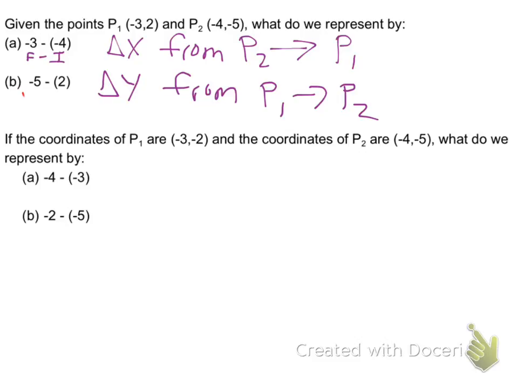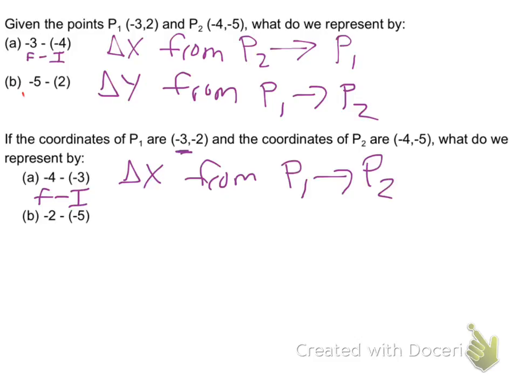But which one has a negative 4 and a negative 3? That would be my x's, from final minus the initial. So negative 3 is my initial, which is point 1, on my way to point 2. Not too bad. And the last one, negative 2 and negative 5. That'd definitely be a change in y's, yes. From negative 5, which is over here, so point 2 to point 1.